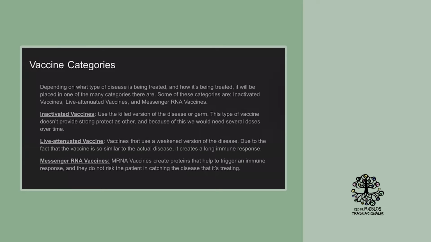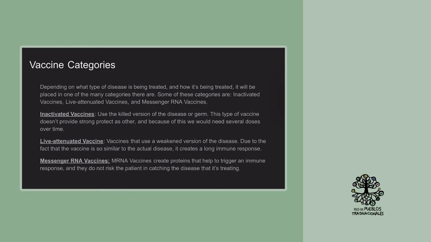The vaccines are put into different categories, right? And depending on what type of disease is being treated and how it's being treated, it would be placed in one of the many categories that there are. Some of these categories are inactivated vaccines, live attenuated vaccines, and messenger RNA vaccines.